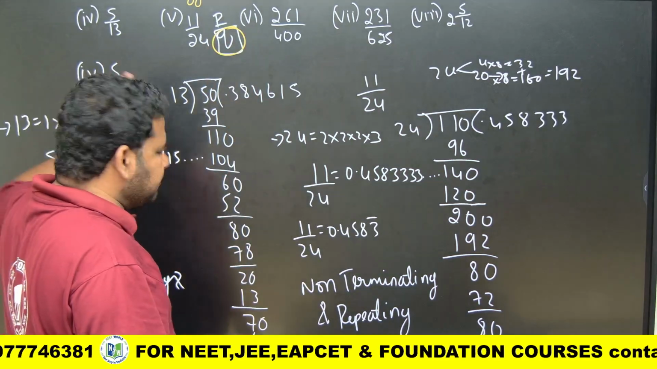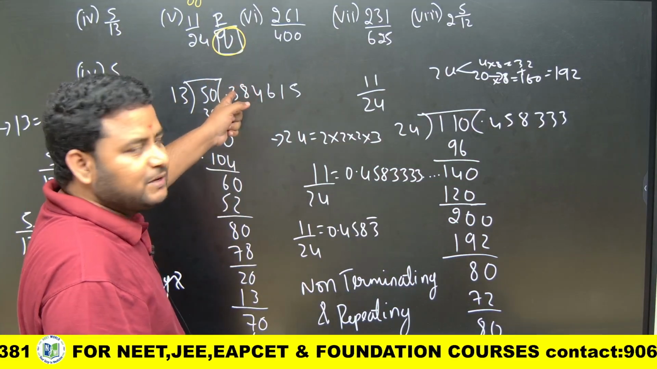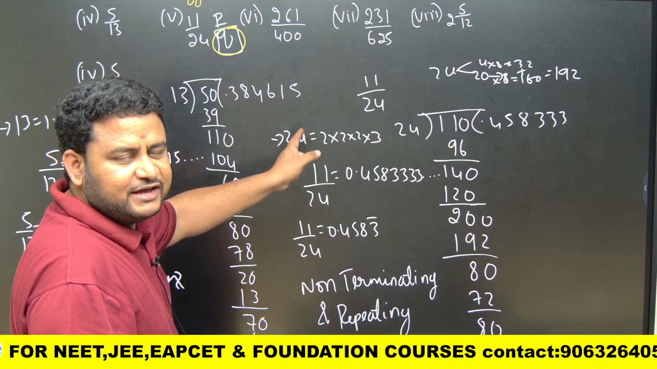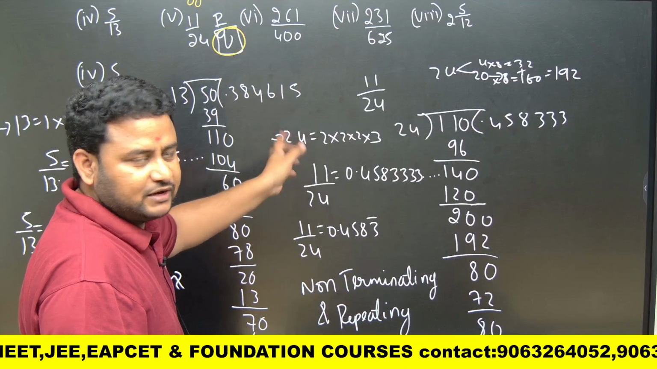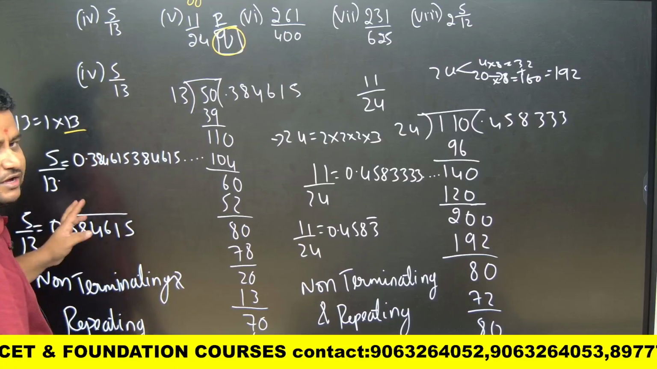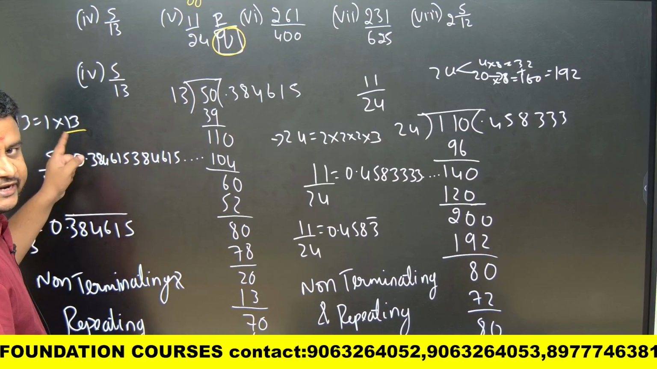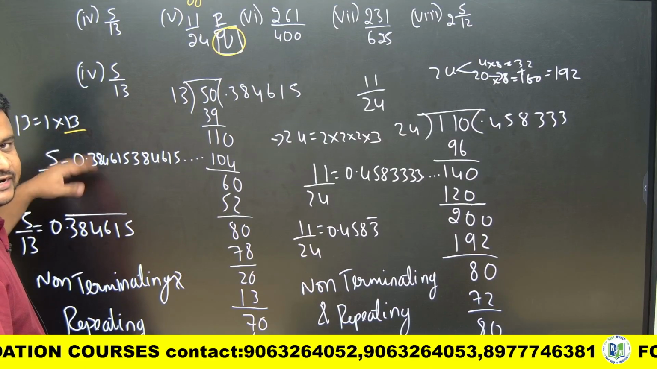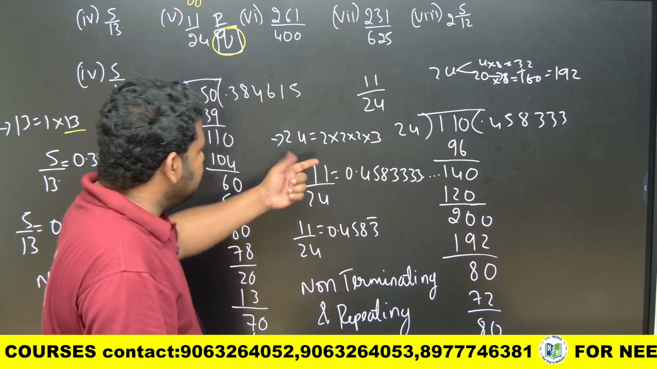Whenever it is terminating, the factors of q will be only 2 or only 5 or a combination of 2 and 5. It should not have other factors. Here the factor is 13. It is not having 2 or 5, so we cannot say that it is terminating. It is non-terminating.